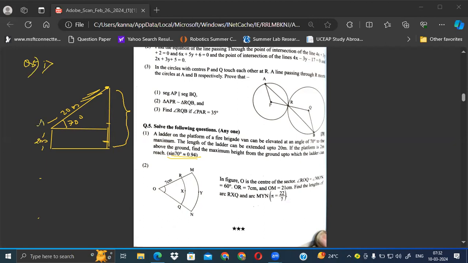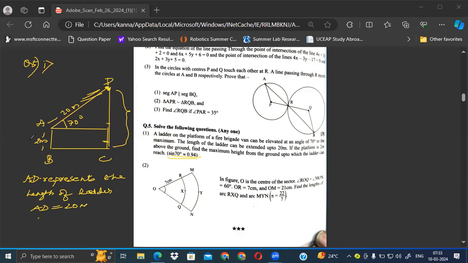Suppose I name it, this is A, B, C, D. Now please have a look here. What is given? AD represents the length of the ladder, and you know the value of AD. How much is AD, children? 20 meters. So AD equals 20 meter.